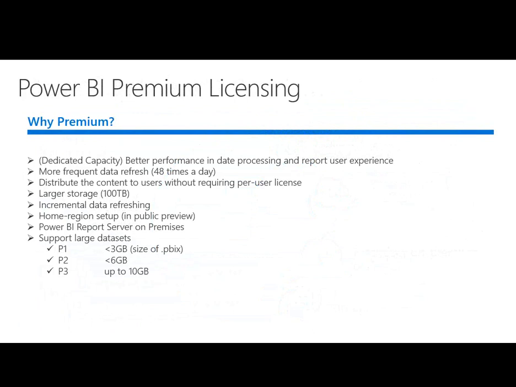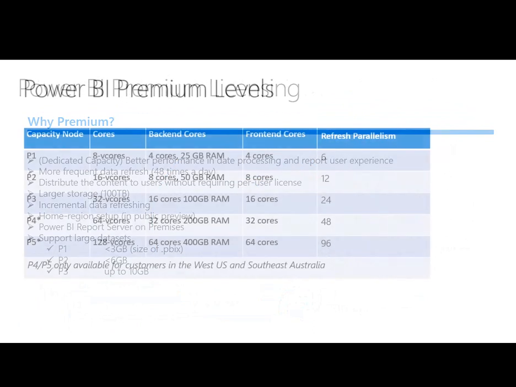Another one is support for large datasets, P1 3 GB and P2 6 GB, P3 10 GB. 10 GB here means the PBIX file, meaning outside the dataset is going to be 10 times. Okay, 100 GB dataset.